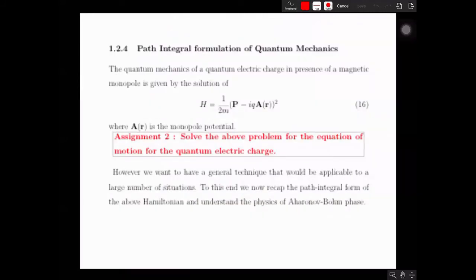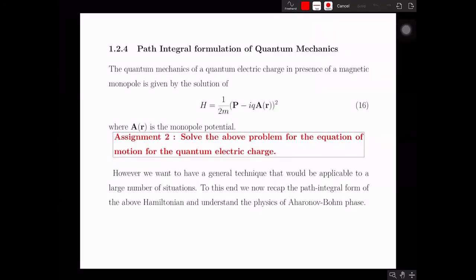And we have like 12 minutes, now 11 minutes by my watch. The direction that I want to go is to understand this motion of a quantum electric charge in a static monopole. And to this direction, we would try to recap the path integral formulation of quantum mechanics. So that's what I want to do.